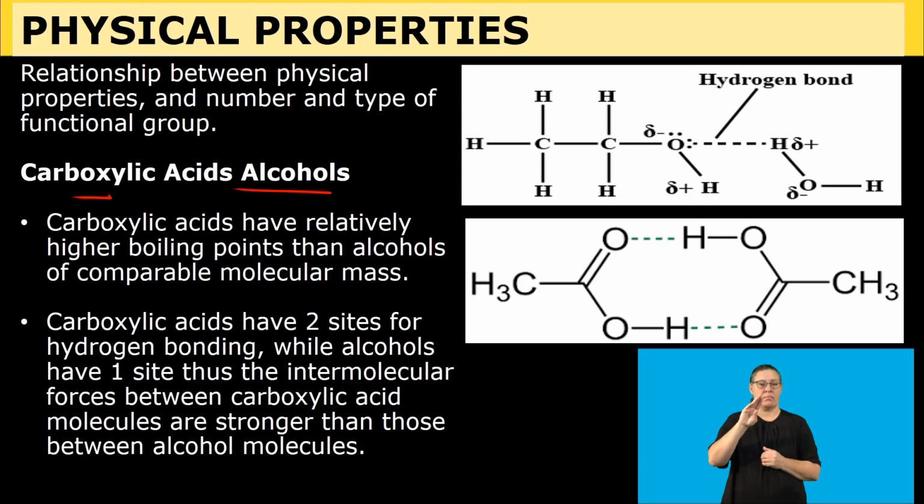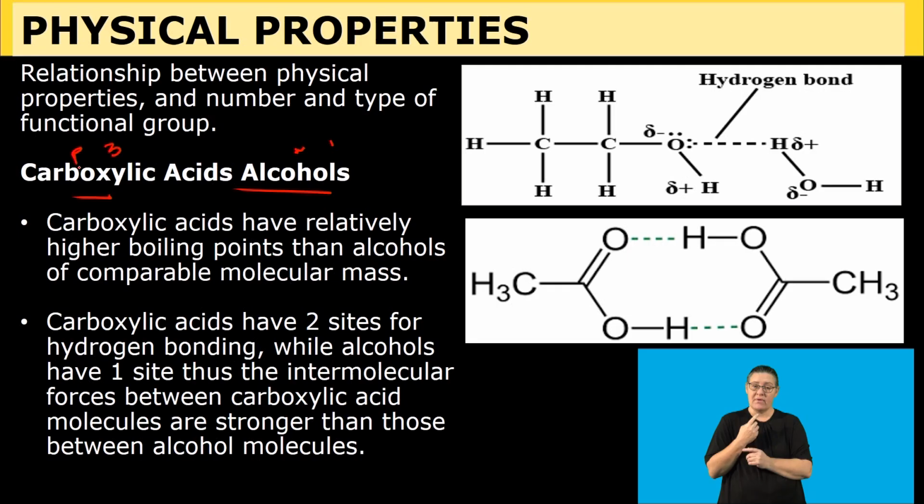Let's look now at the carboxylic acids and the alcohols. Carboxylic acids have a relatively higher boiling point than alcohols of comparable masses. Now, when we are comparing substances, we need to make sure that the number of carbon atoms on each is the same. We can't compare a propanoic acid with a methanol, because propanoic acid will have 3 carbons, whereas methanol will have 1 carbon. We need to compare the same number of carbon atoms within two different homologous series.